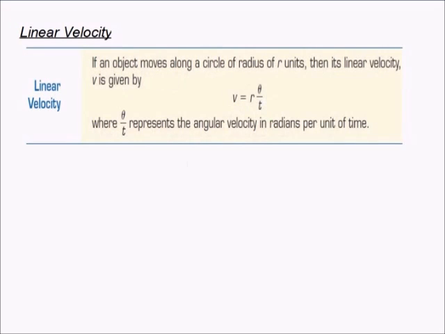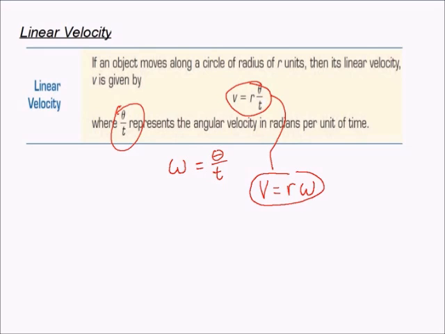Linear velocity, same thing. I don't know if you guys noticed this or not, but velocity is equal to R times theta over t. What did we say theta over t was in the first place? We said that theta over t is omega. So, being that we have this already established as omega, we can write this as V equals R times omega. That comes up in your homework, so I just wanted to point that out.